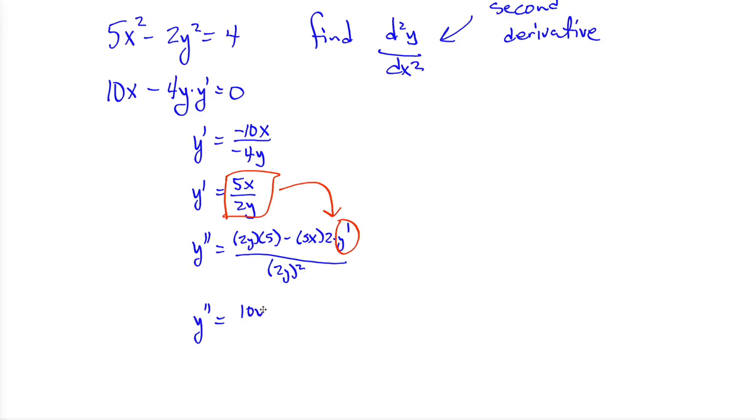So we'd have 10y minus 10x times 5x over 2y, over 4y squared, which gives 50x squared over 2y over 4y squared. I'm okay with this answer. I also know that a fraction over a fraction is frowned upon, but I don't want to take the time to simplify that.